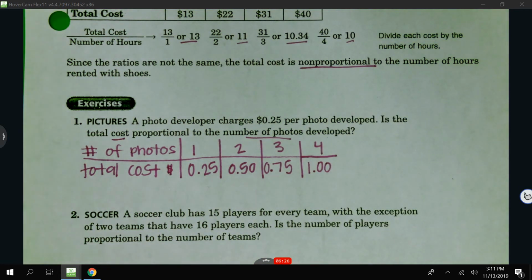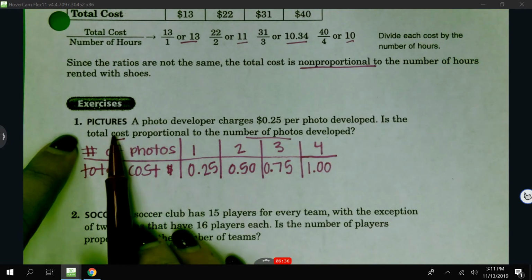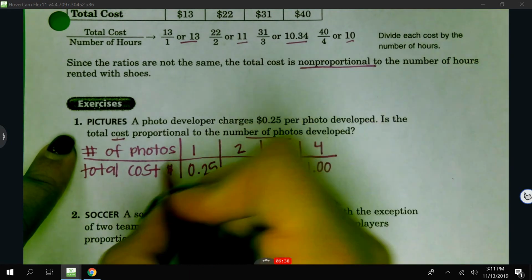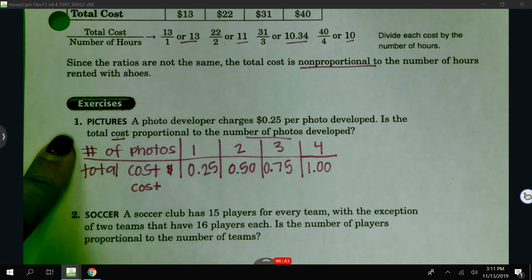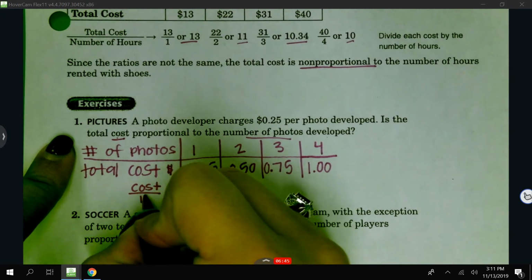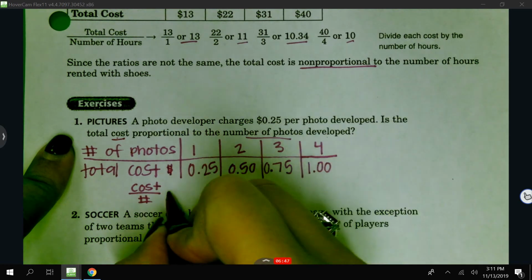So now that I have my table drawn, I want to compare my ratios and see if they're the same, meaning that they would be proportional, or if they're not the same, they would be non-proportional. So remember, I'm comparing cost to photos. That means for my ratios, I'm going to have cost on top, and then the number of photos on bottom.